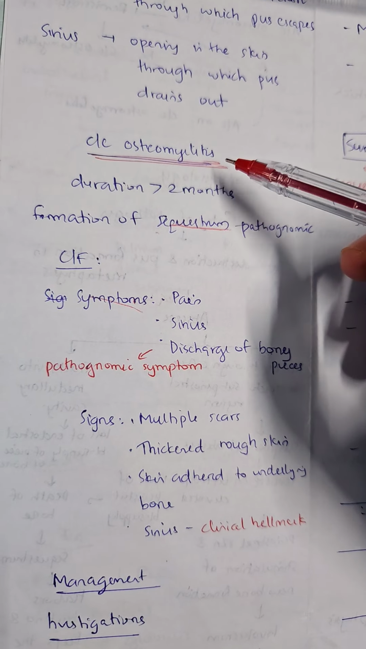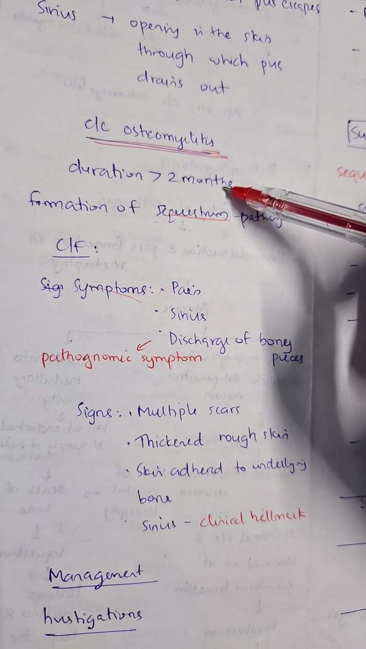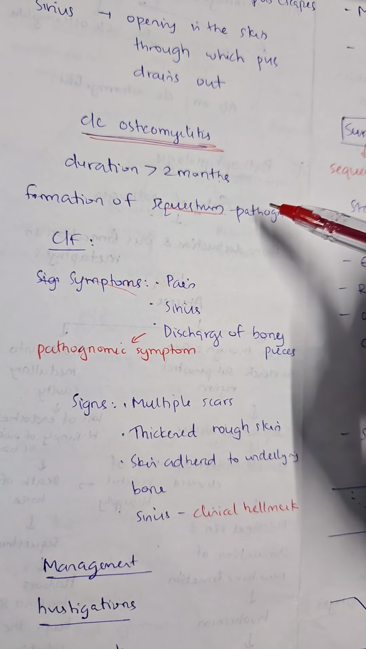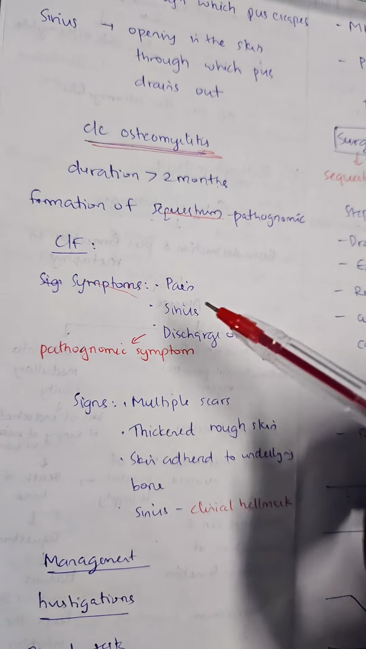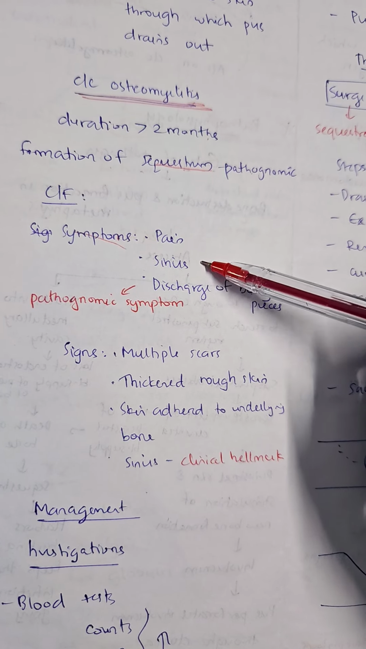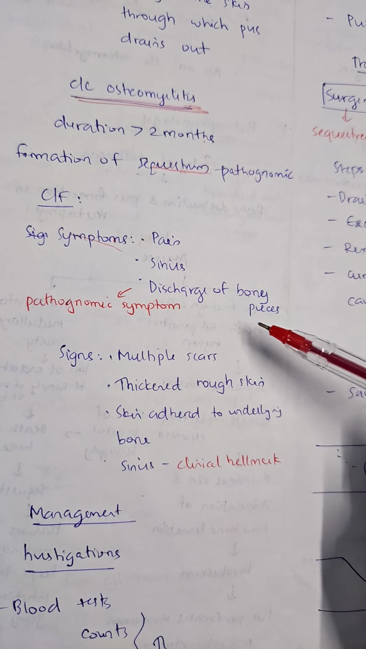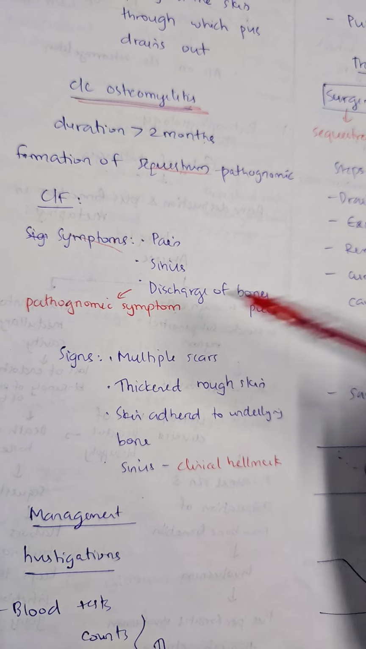Chronic osteomyelitis is an infection of the bone and bone marrow which is persisting for a duration of more than 2 months. So formation of sequestrum is pathognomonic of chronic osteomyelitis. Coming to the clinical features, symptoms include pain and sinus, which is an opening present in the skin. Then there can be discharge of bony pieces through the sinus, which is a pathognomonic symptom.